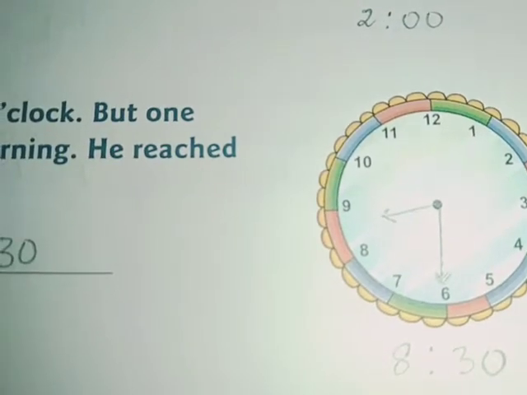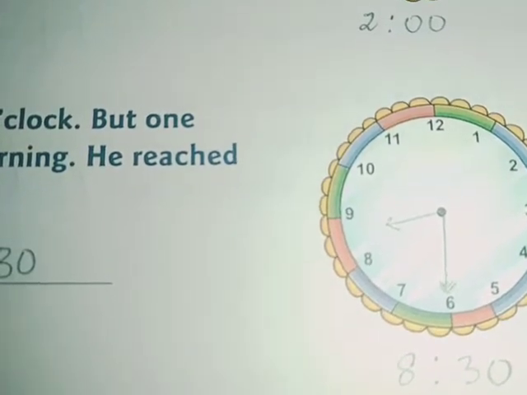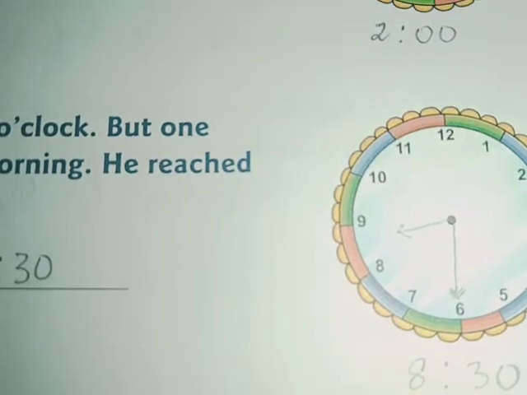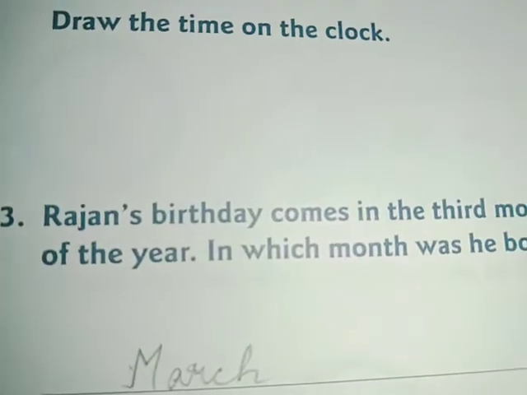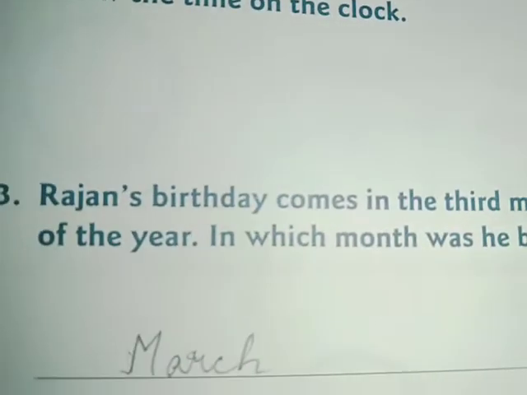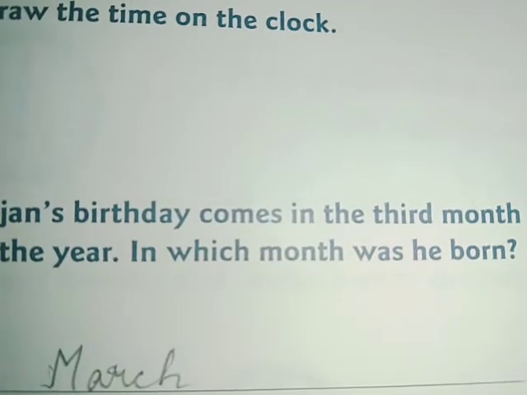And the hour hand is showing that half of this hour has passed. It is between 8 and 9. Coming to number 3, Ranjan's birthday comes in the 3rd month of the year. In which month was he born?